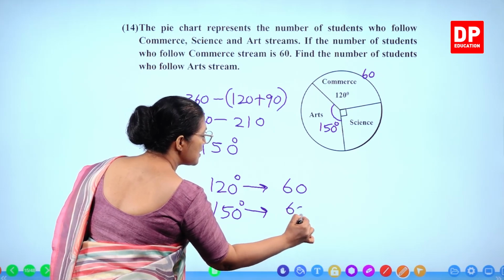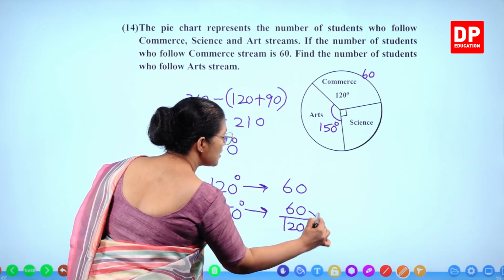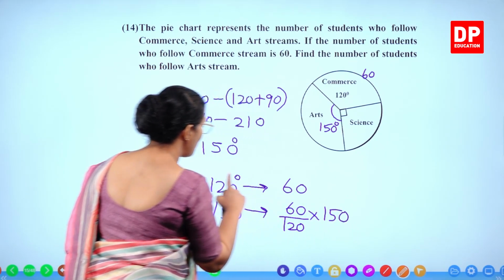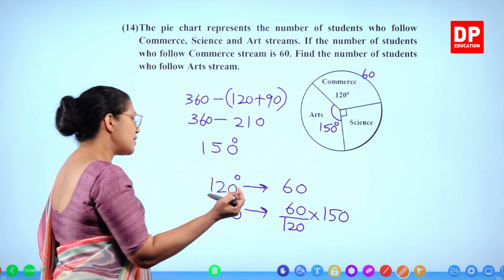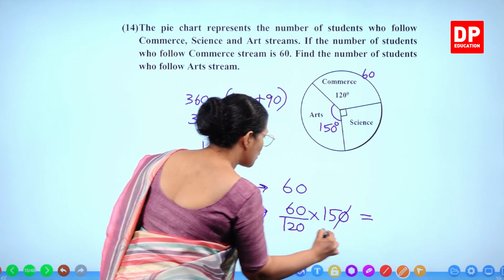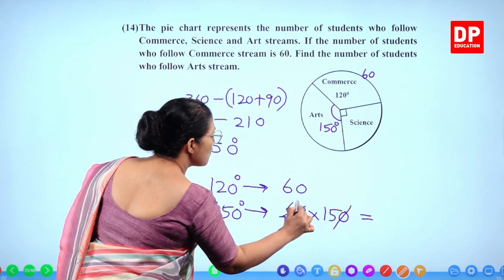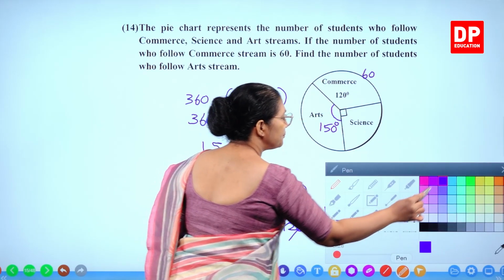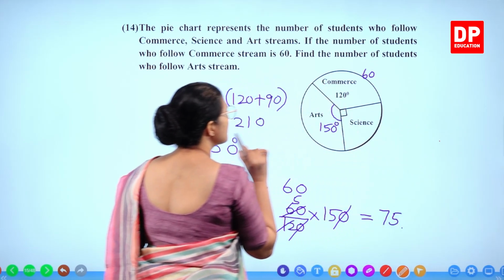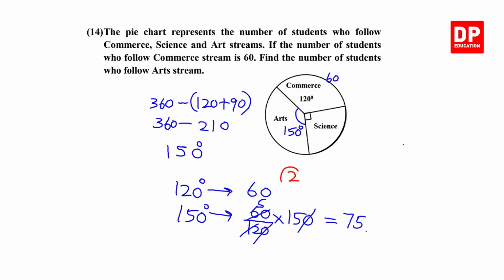So 60 divided by 120 multiplied by 150, or we can see 120 divided by 2 is 60. So 150 divided by 2 is 75. So the answer should be 75. 5 times 15, that's 75. That's 2 marks.